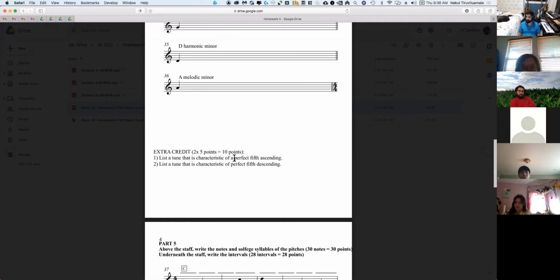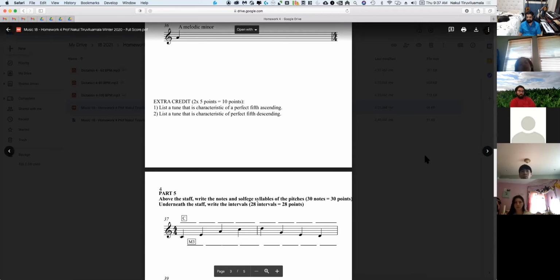List another tune that's characteristic of a perfect fifth ascending and perfect fifth descending. Challenge yourself to come up with a different tune that you haven't come up with before. I might change this to a different interval, but if you finish this homework assignment quickly, I won't not give you extra credit if you come up with a tune that's a perfect fifth ascending or descending. So it's basically more of the same sort of stuff. It's cumulative. You're building off previous concepts.